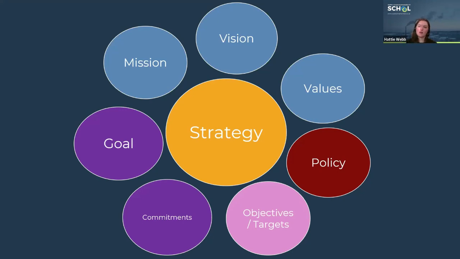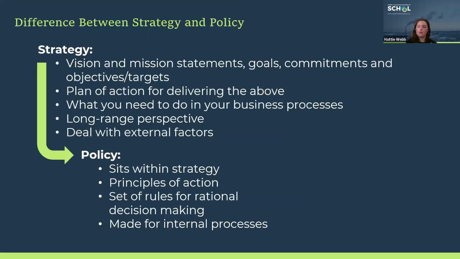Objectives are detailed accountable steps towards achieving the goal that you've set. So an example of an objective might be implement water saving technologies in all facilities. So hopefully that gives you a good summarization of some of the terminology that you see commonly used with regards to sustainability strategies.